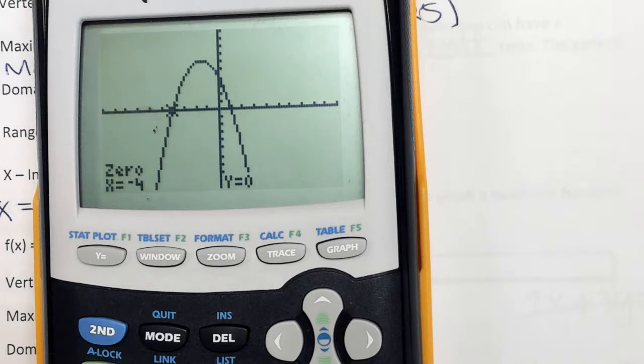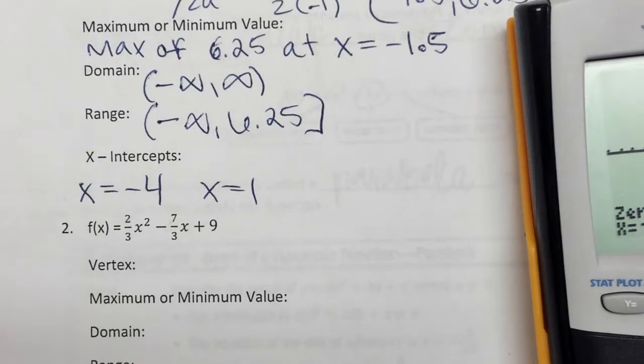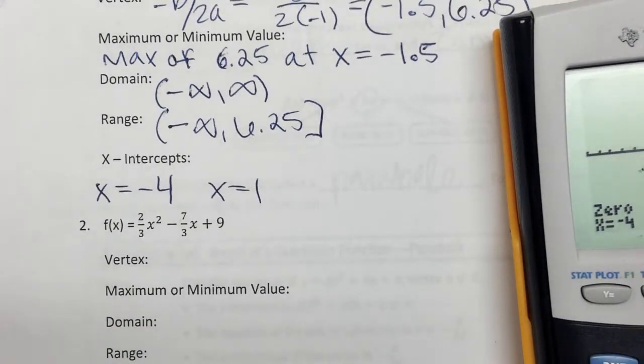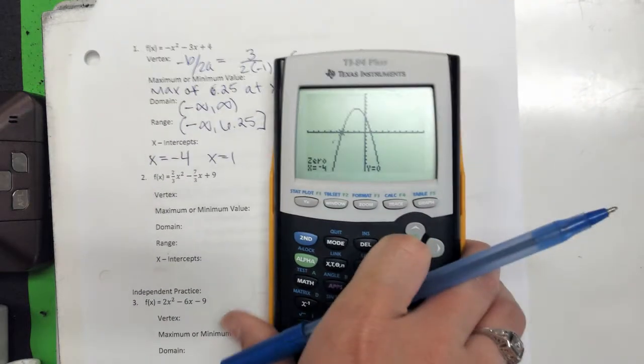Alright, so that one should have showed you what on your calculator? 1, which is what we already found. Alright, any calculator questions so far? Let's do one more together and then I'm going to let you try one on your own.